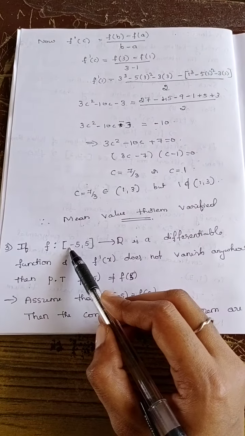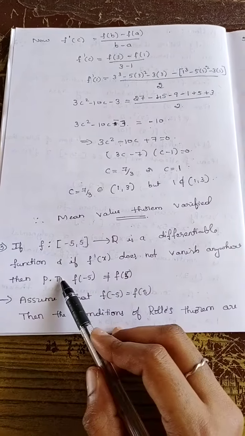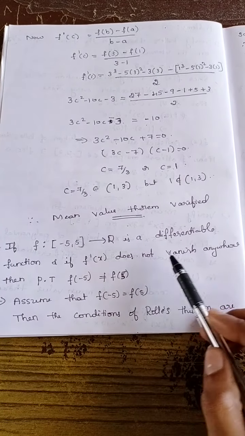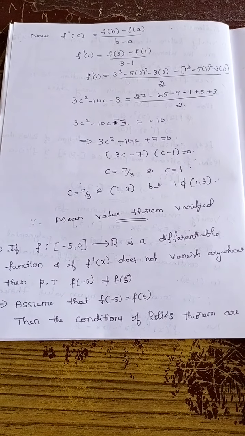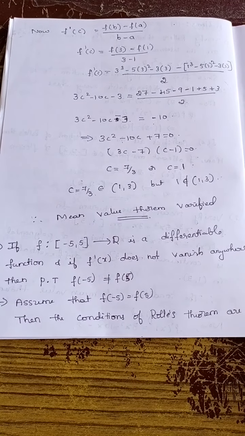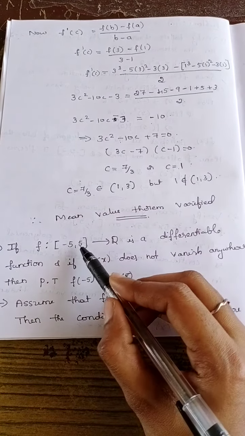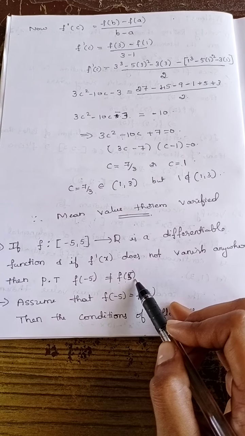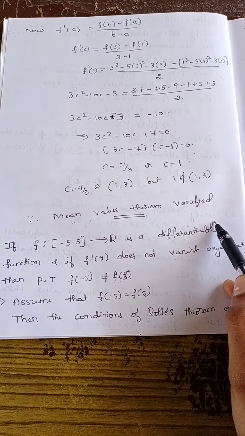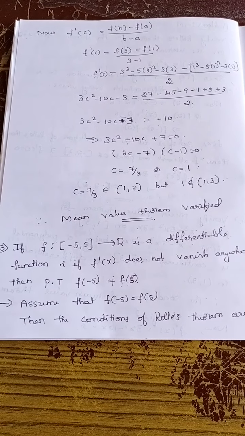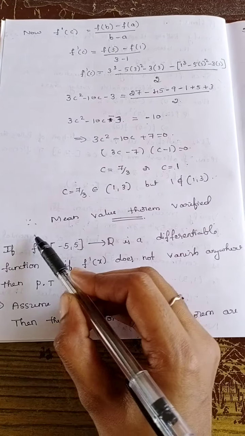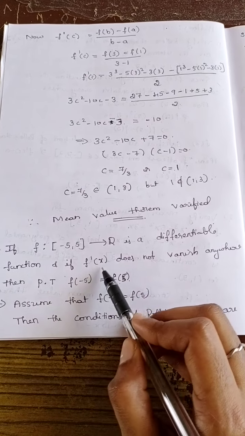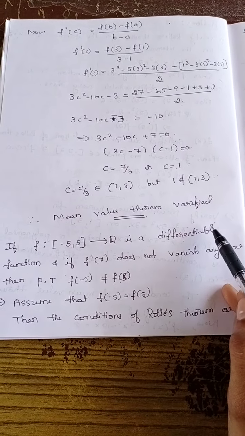If f from [minus 5, 5] to R is a differentiable function and f'(x) does not vanish anywhere, which means f'(x) is not equal to 0 for all x belonging to the domain [minus 5, 5], then prove that f(minus 5) is not equal to f(5). It is given that this is a differentiable function. We know that every differentiable function is a continuous function. Therefore, this f is both differentiable and continuous, and f'(x) not vanishing means f'(x) is never equal to 0.